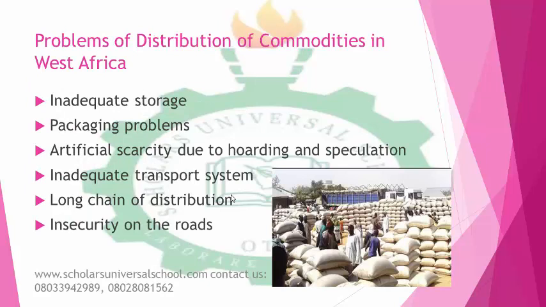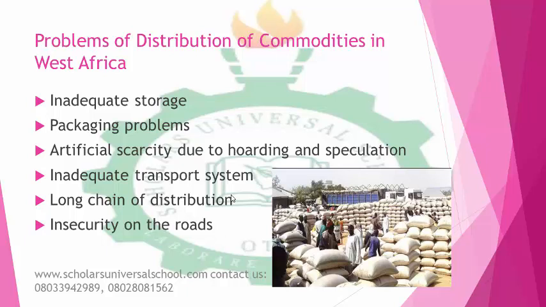Let's now look at the problems of distribution of commodities in West Africa. The first problem is inadequate storage facility. Nigeria, as a West African country, has this problem. We discussed the problem of storage facility in the first part of the topic, and it always comes up as a problem because inadequate storage facility hinders distribution of agricultural produce.